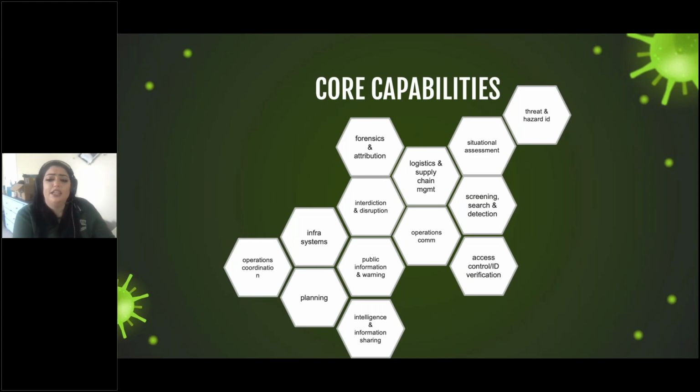When we further break down the capabilities of an affected entity, we see these more specific efforts that cover a broad range of activities. So here we have threat and hazard ID, logistics and supply chain management, which is often kind of an afterthought at this point, operations communications, public information and warning. So it's a little bit more granular in terms of the process by which we could respond.